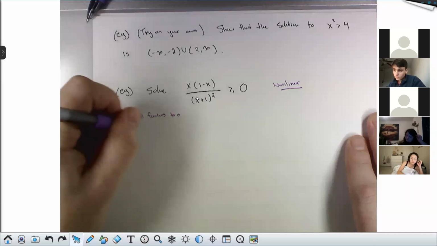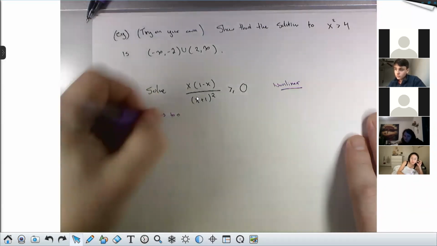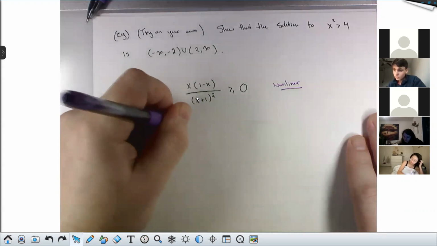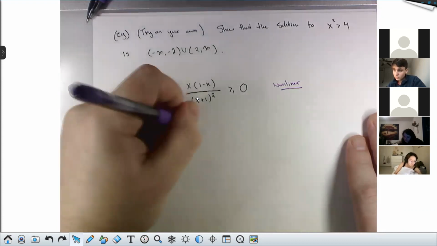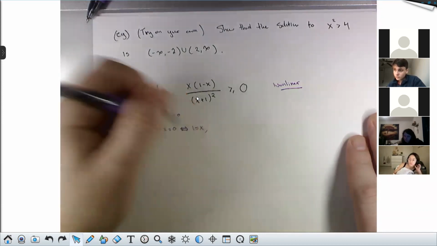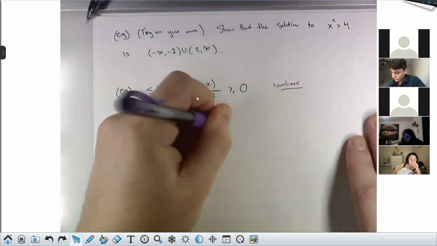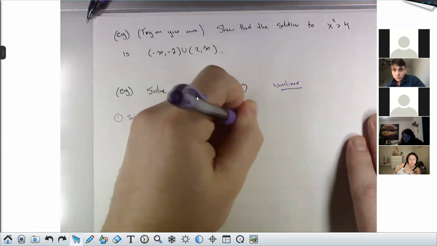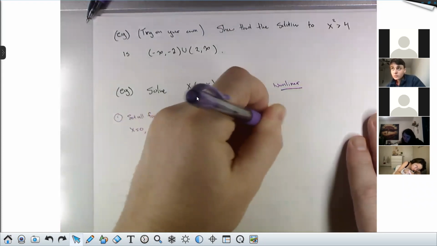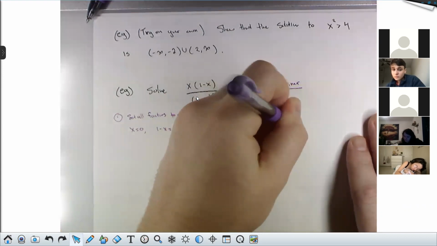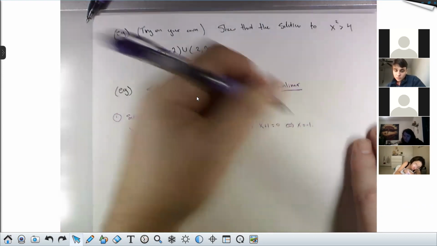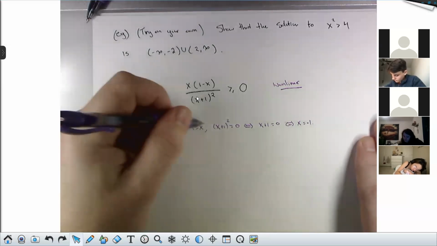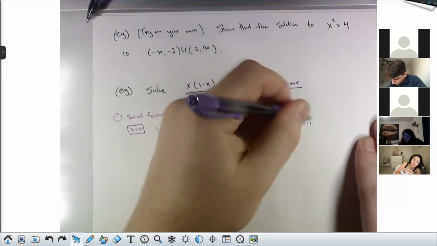So I'll get x equals 0 from this first piece upstairs. When I take 1 minus x and set that equal to 0, there's a few ways to solve that. The fastest and smartest is to just add x to both sides. You get 1 equals x. And then downstairs, when you set (x plus 1) squared equal to 0, that's the same as saying x plus 1 equals 0, which is the same as saying x equals negative 1.